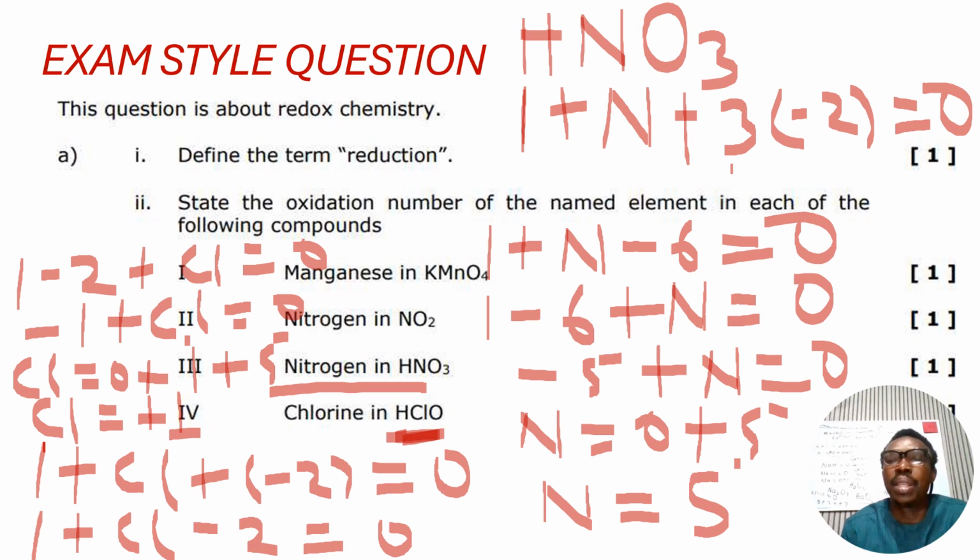So it's as simple as ABC. That is how you calculate the oxidation number of elements in a compound. Attempt as many questions as possible and feel free to reach out to me if you encounter any challenge or difficulty. I'm always there for you. I'm Mr. Joseph, your chemistry teacher.